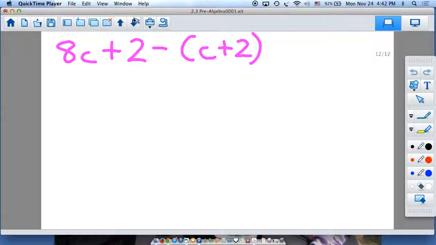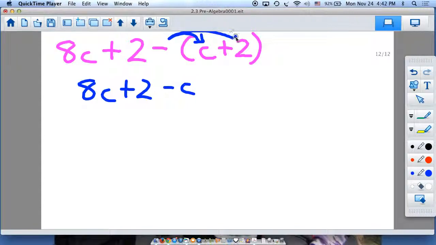One more. This one gets a little bit tricky because we have 8c plus 2 minus c plus 2 in parentheses. Now we need to apply this minus or this negative to everything inside the parentheses before we can combine our like terms. So I'm going to bring down the 8c and the 2. Now we're going to apply negative to the c. Negative times c is a negative c. And a negative to this positive 2, negative times a positive 2 would be a negative 2. So we can kind of treat that negative like a -1.